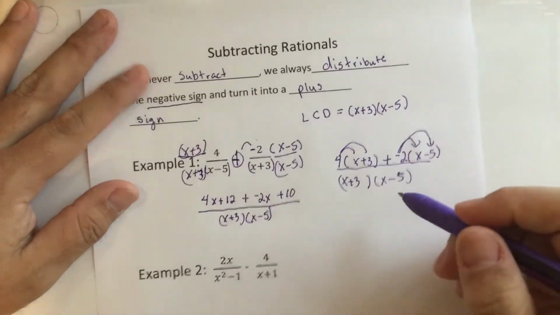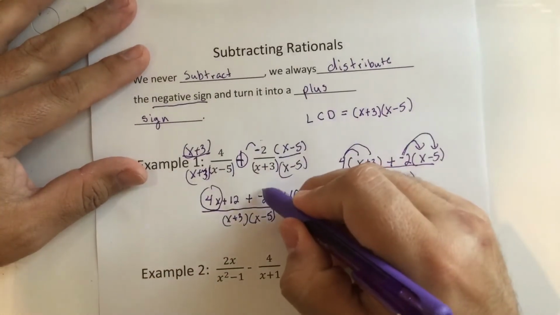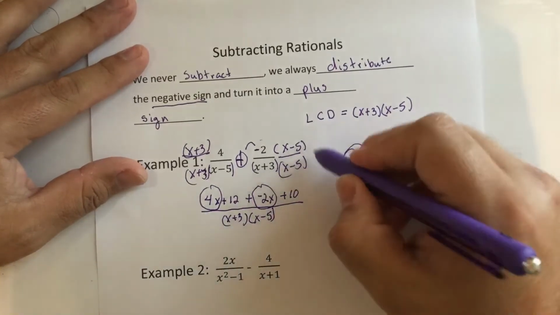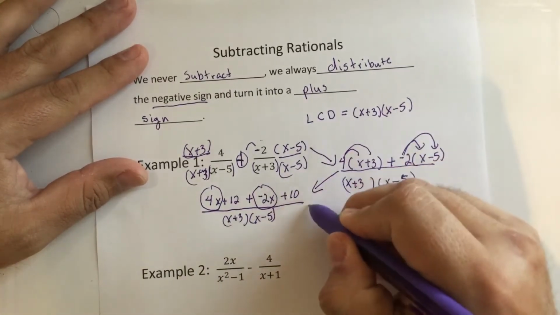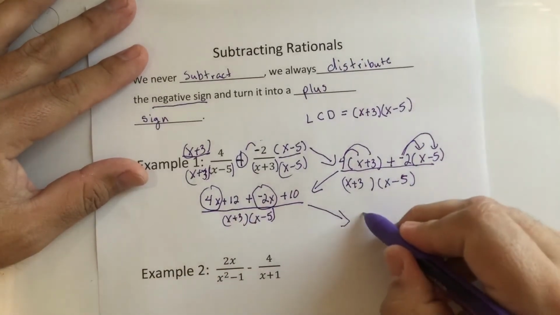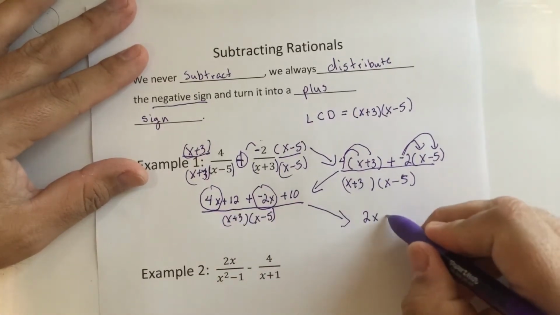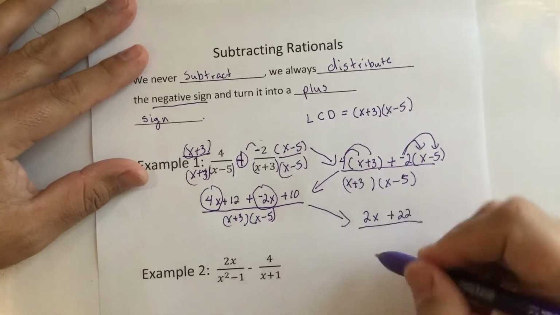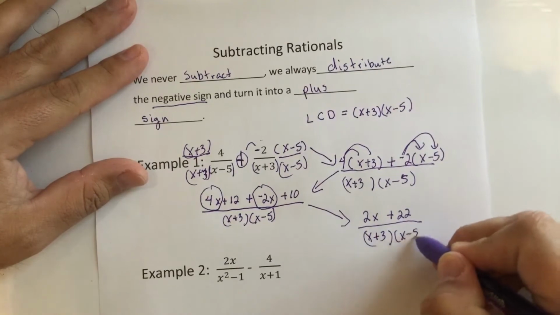Okay, now in this case we combine our like terms. I have 4x here and a negative 2x here. When I combine those, that gives me a positive 2x. So I'm going to draw my arrows going from here to here, back to here. So 4x and a negative 2x combined to give me 2x. 12 plus 10 gives me a 22. So that's 2x plus 22 over x plus 3 times x minus 5.